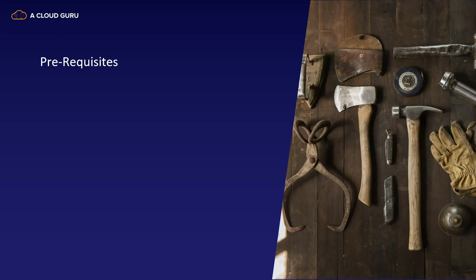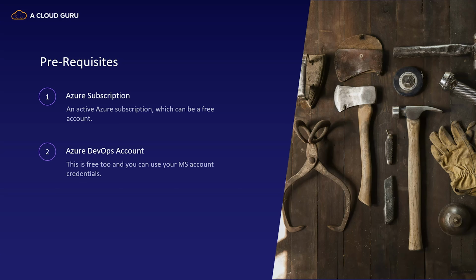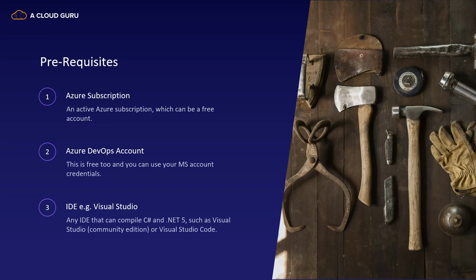What will you need then to follow along with me? A few things that are all free. Yay! An active Azure subscription, a free tier is fine. A DevOps account, you can use the same credentials as for Azure. An IDE that can compile .NET 5, such as Visual Studio or Visual Studio Code. And well, that's it. I won't go through how to install any of these and set them up in this video, but you can pause now and do it. Pause it. Yep, go. All right, ready?